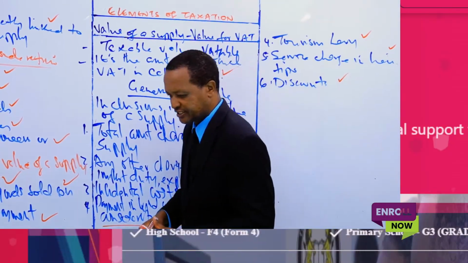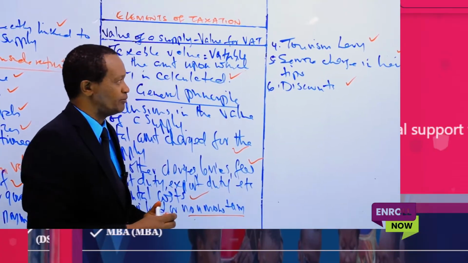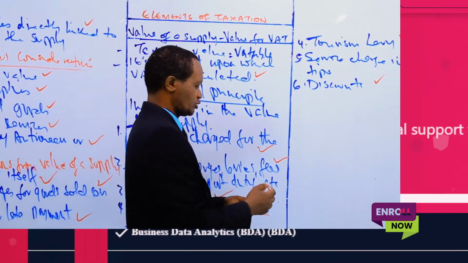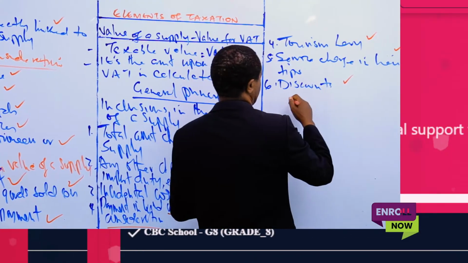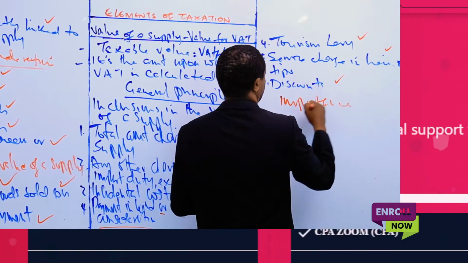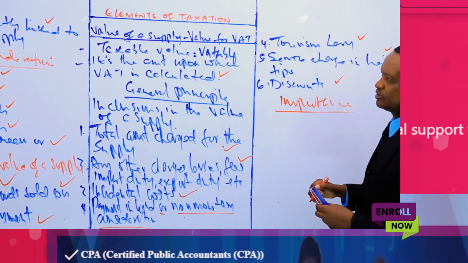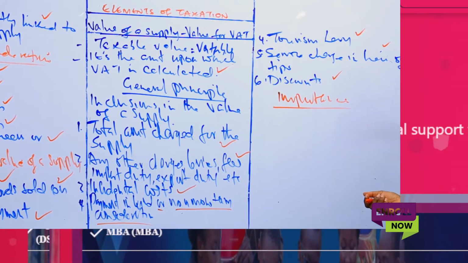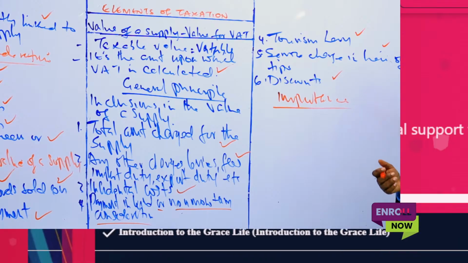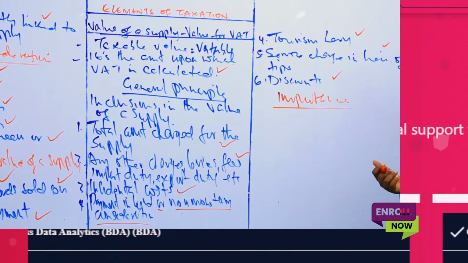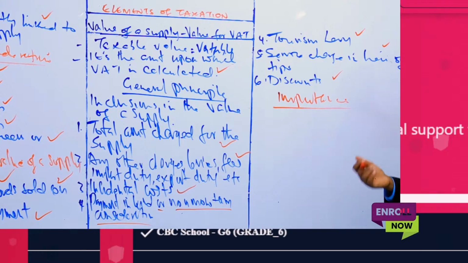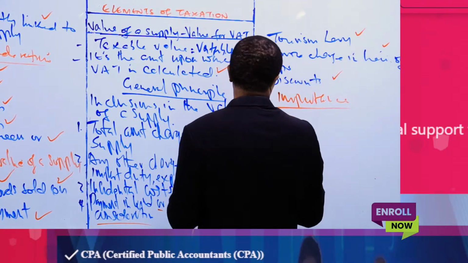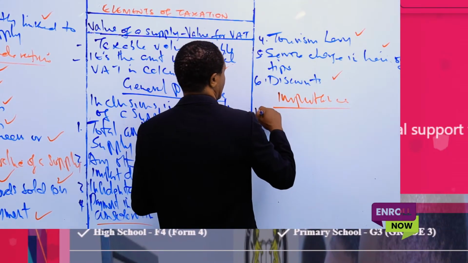Now, if you are to be asked, what is the importance of determining the correct value of a supply, what would you answer? Let's answer that question before we close. Why is it important to determine the accurate value of a VATable value? The first one is so as to calculate accurately the output tax. It is for accurate output tax calculation.